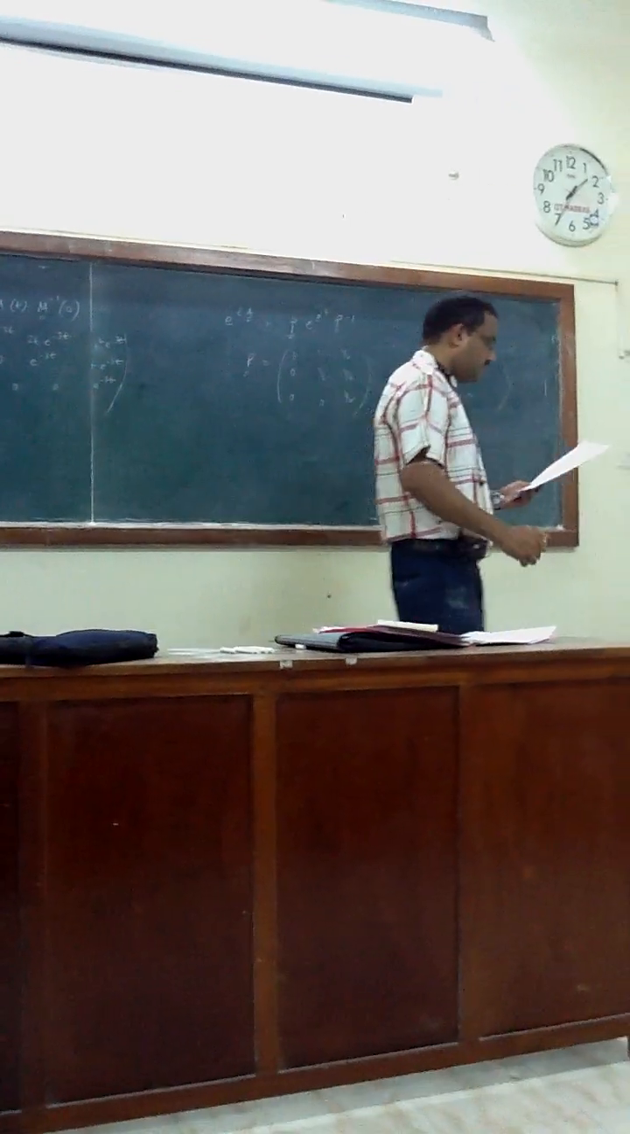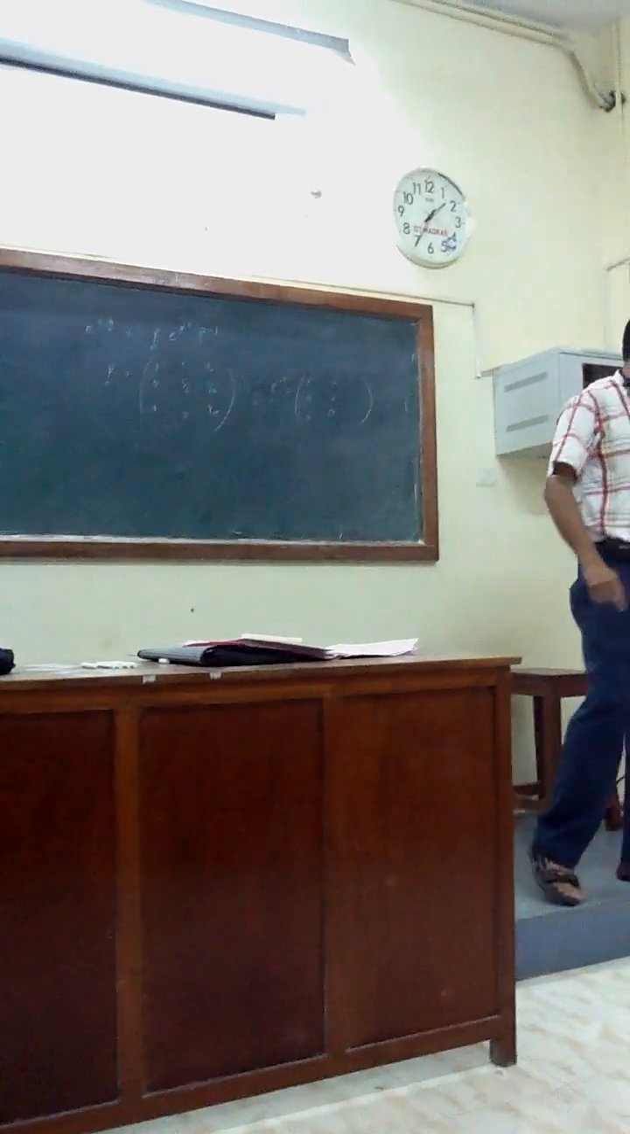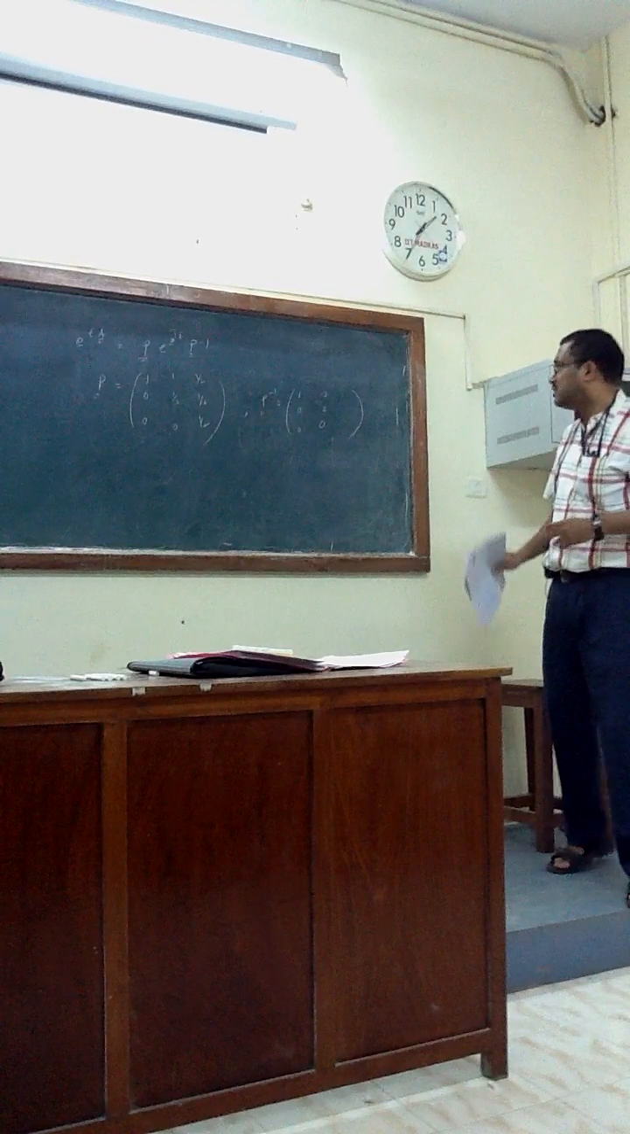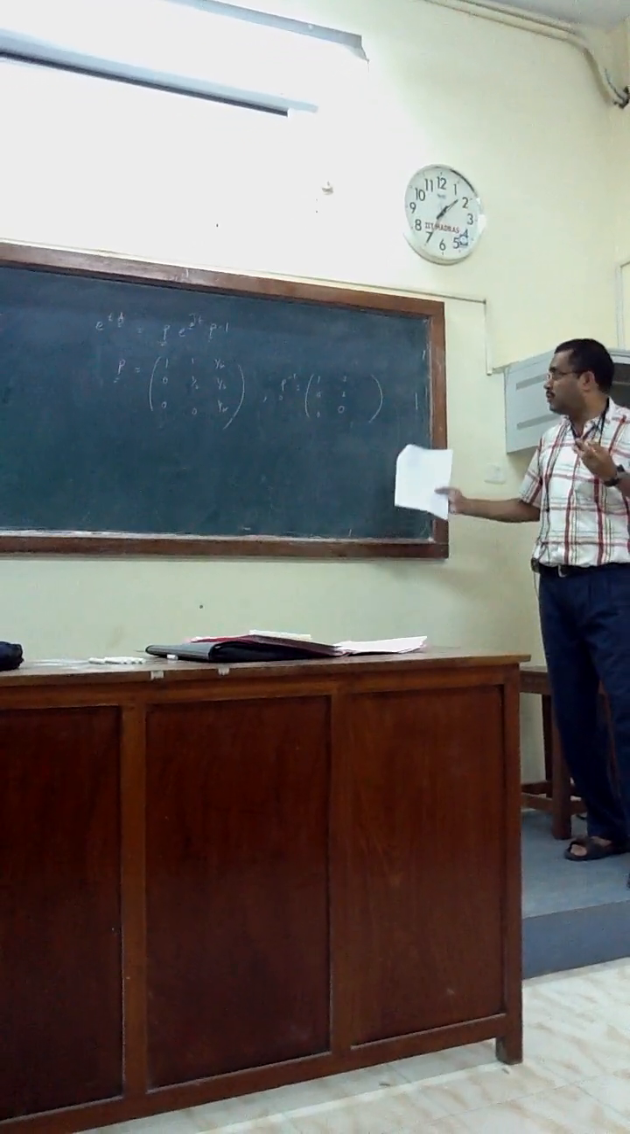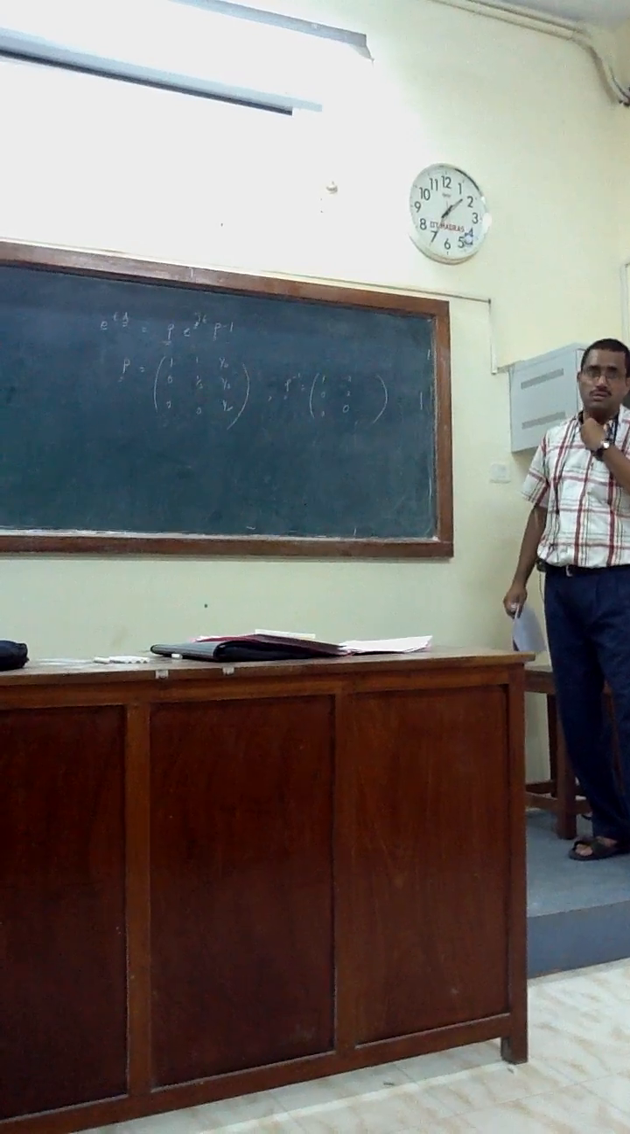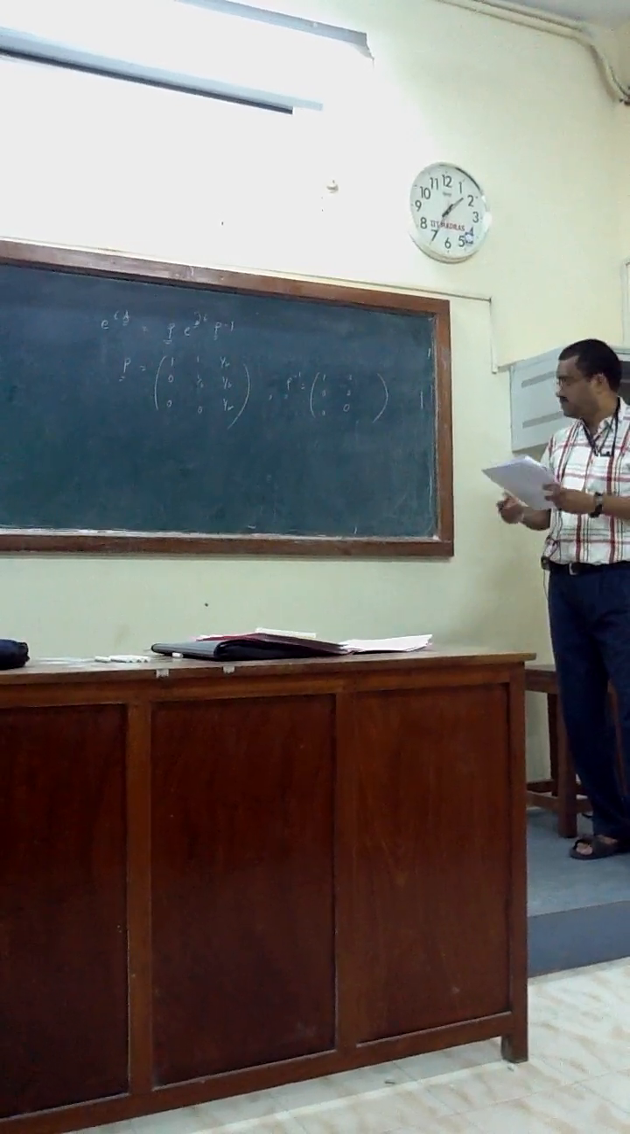0 0 2. 1 minus 2 0. 0 2 minus 2 0. 1 0 0 is correct. Minus 2 up to this much is correct. Minus 0 minus 2 minus 2. 0 minus 2 2. 0 minus 2 2.